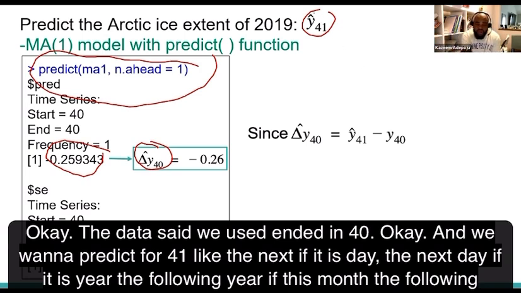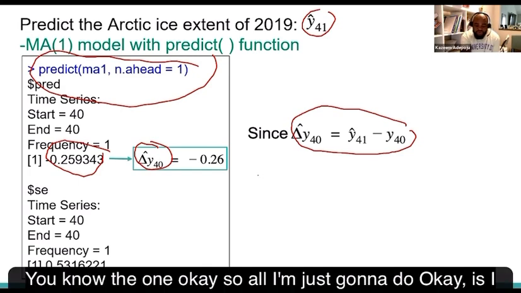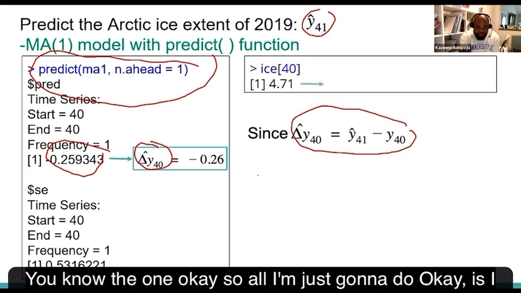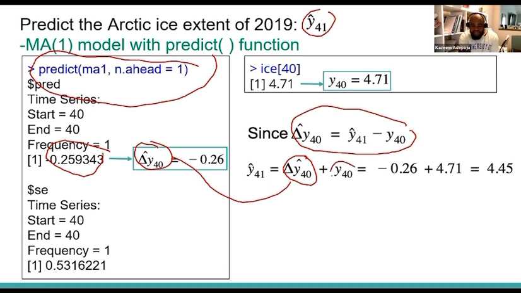Based on what I showed you yesterday, the differenced data Y40 is Y41 minus Y40. And I already got this value from the code. So all I'm going to do is solve for this, where I have this equal to this value, which is the one I got from there, and Y40 is going to be the last data point.